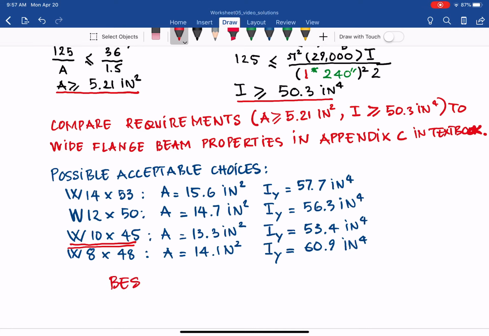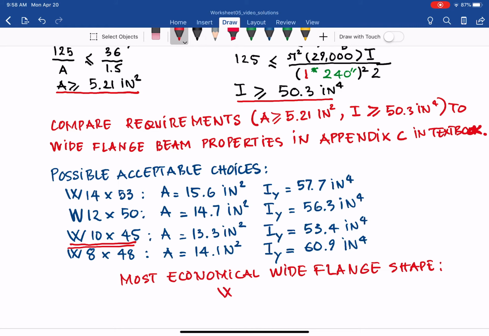So the best, or most economical, wide flange shape here is W10 by 45. Okay, so that should be your final answer there.